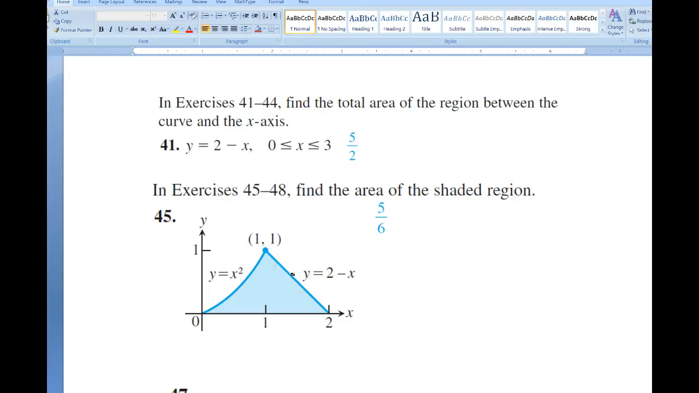I forgot, is tan equal to sine over cos or cos? Sine over cos. Okay, find the total region between the curve and the x-axis. So take a graph 2 minus x. What's that look like? It's negative x plus 2.